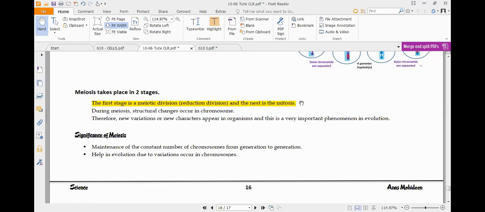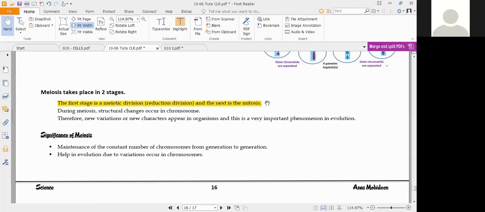So accordingly, what are the significances here? Maintenance of a constant number of chromosomes from one generation to another. That means man to man, generation to generation, that 46 should be maintained. For this, meiosis is important. It helps in evolution due to variations occurring in chromosomes. During meiosis, there will be variations taking place, so as a result, there will be evolution too. There will be new sorts of organisms carrying on. According to science, basically the world's life is organized by the concept of evolution. So this is all about meiosis and mitosis.